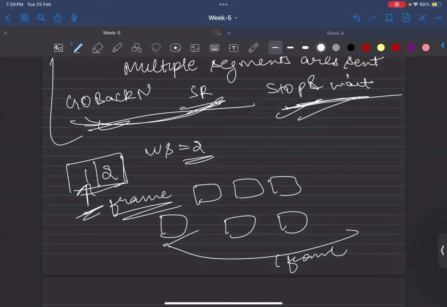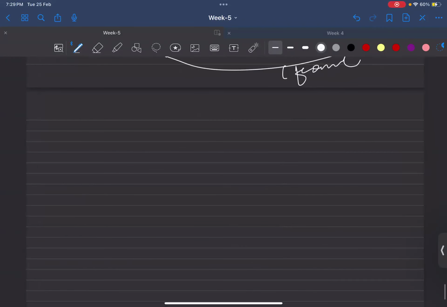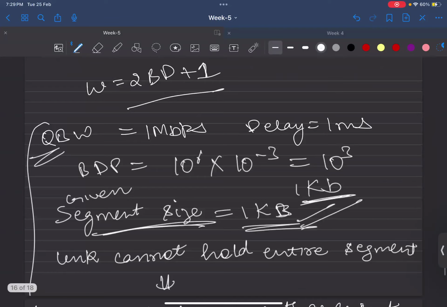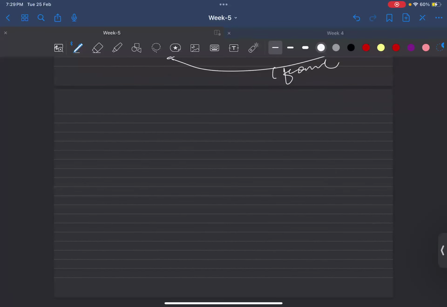Okay. Now, this was the BDP part. Cleared with the BDP? Should I move to the other concept? Should I move forward? Okay. Let's move.